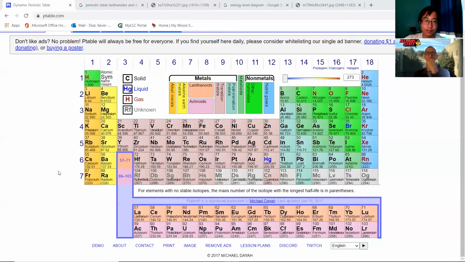Okay. And so it's good to be comfortable with this periodic table because you can see all of those patterns, the period, the groups, the orbitals.